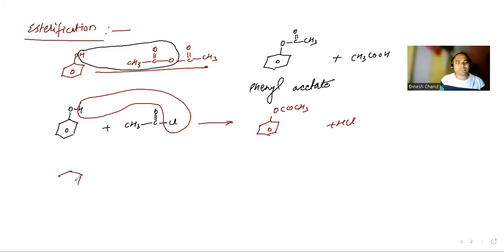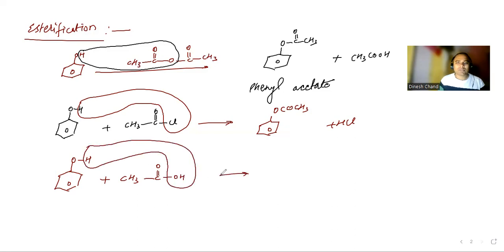Now, one more reaction is possible: phenyl acetate can be obtained in another way also. You can treat it with acetic acid, CH3, C double bond O, and here is OH. So the reaction can take place like that. Here H2O is being released. And what is left here? Here will be the O, and here COCH3. This is again phenyl acetate.